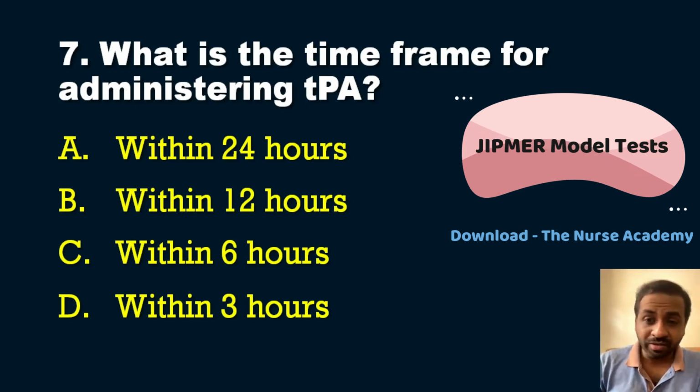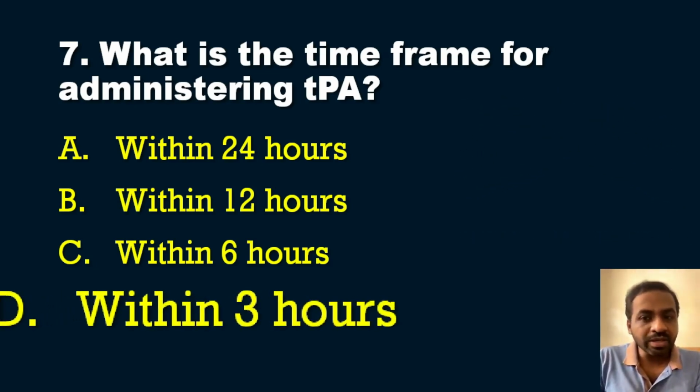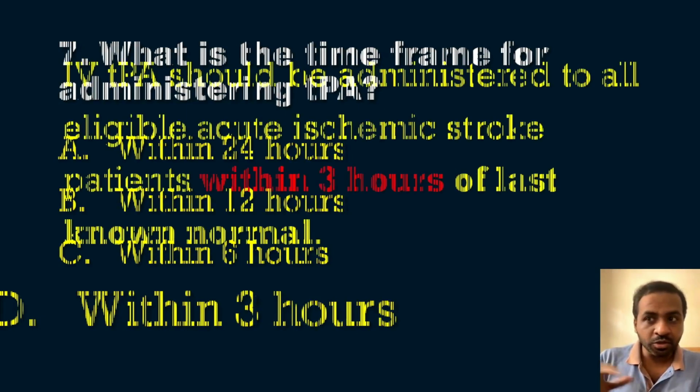You know that it is very important, and it's a frequently asked question also, and the answer for this question is within 3 hours of the development of stroke we have to give the tissue plasminogen activator.